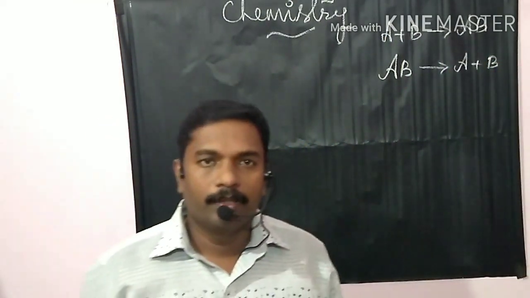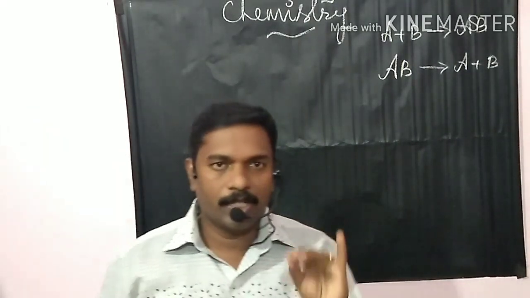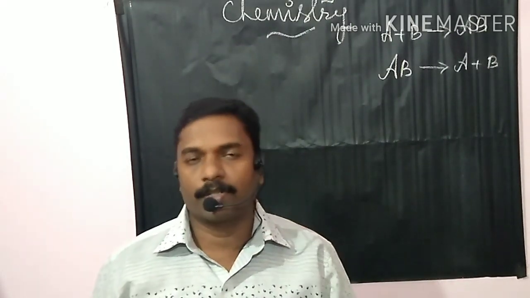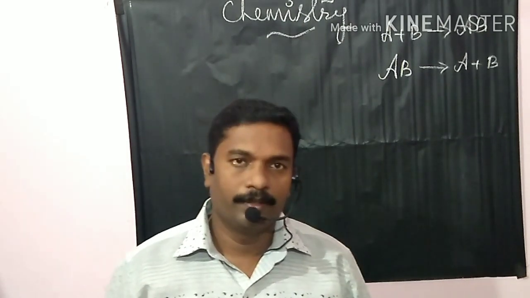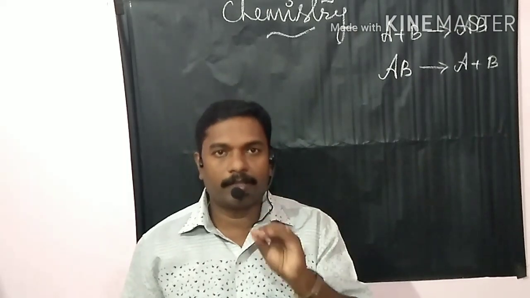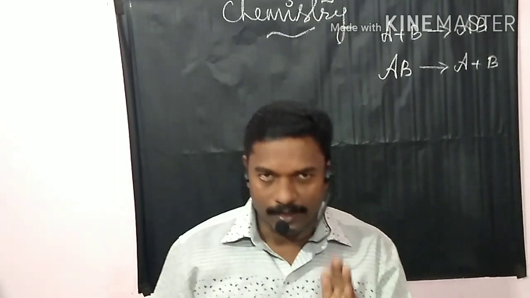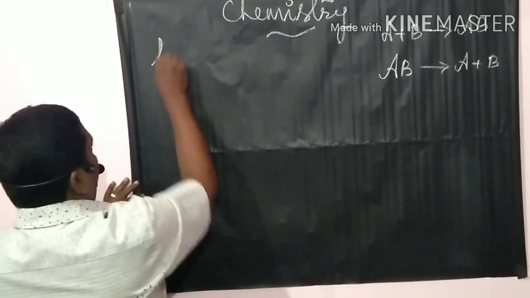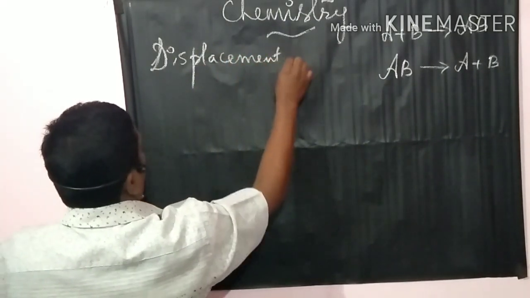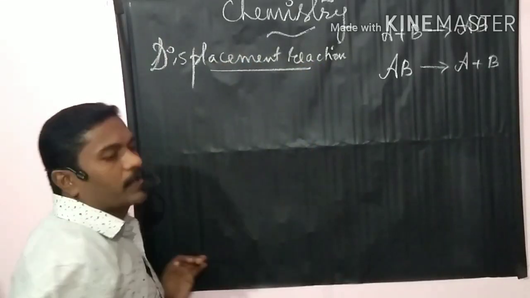And as we know, the decomposition reaction is carried out in the presence of heat, light and electricity, and there are three types of decomposition reactions. Today, we are going to discuss another type of chemical reaction. That is displacement reaction, the third type of chemical reaction.